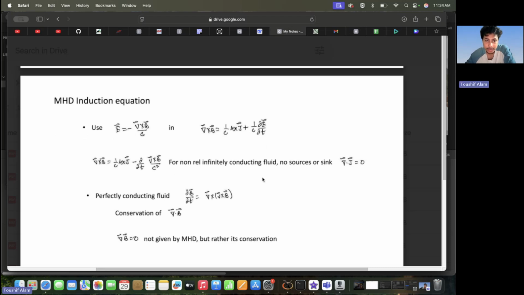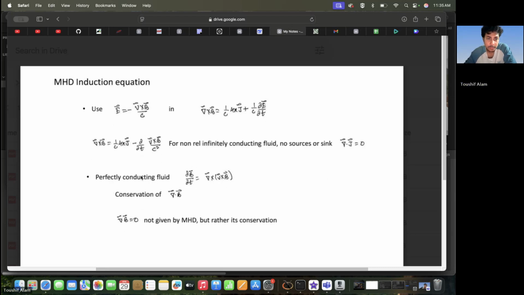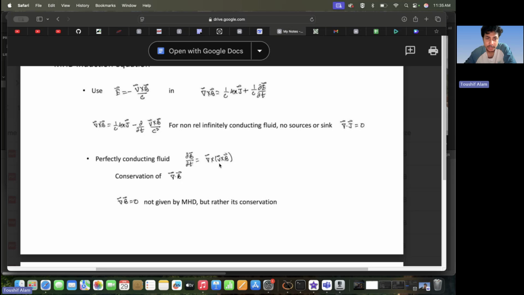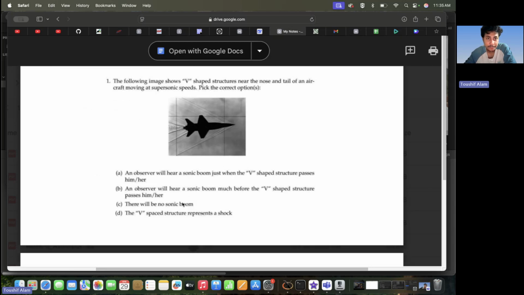Perfectly conducting fluid, or non-relativistic infinitely conducting fluid. No source or no sink, so del dot J is 0. Perfectly conducting fluid availability is this: the conservation of del dot B equals 0, not given by the image, but rather its conservation.